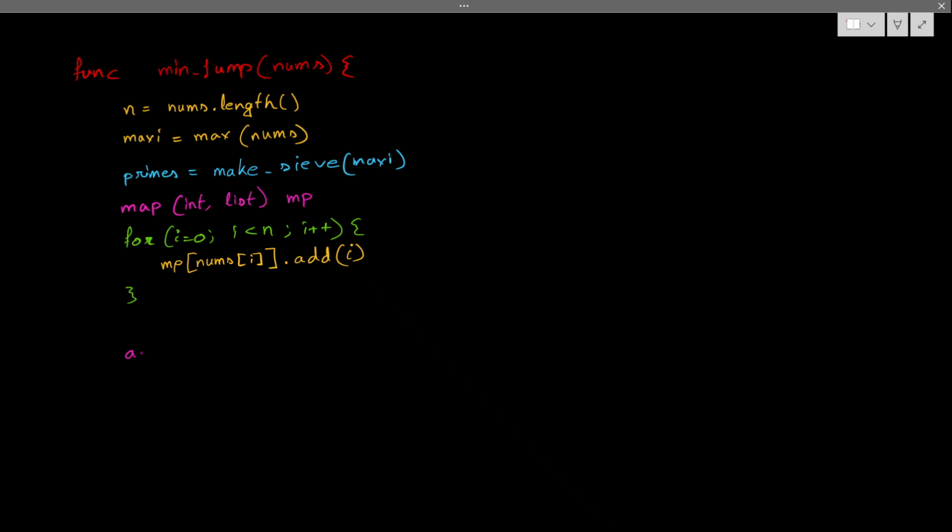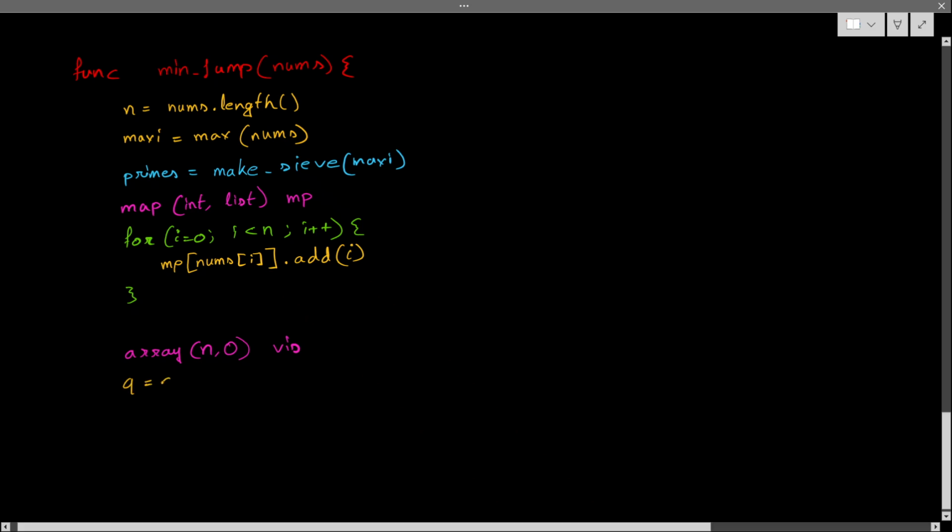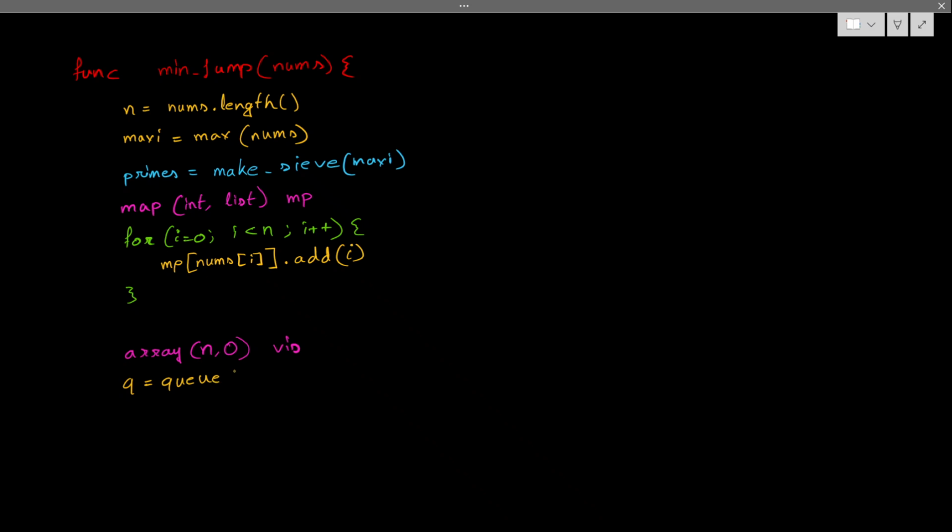So let's say an array of size n, and I am initializing it with 0. 0 means false, that means nothing is visited. So this is my visited array. Okay, and after that I need a queue, which is nothing but a queue data structure. So this is a queue.